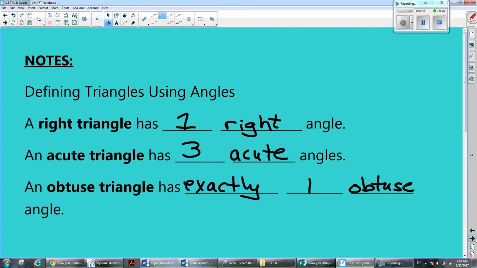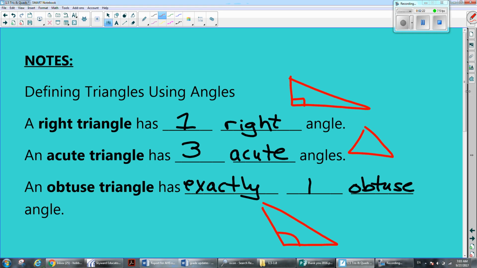Okay, so this was from the investigation in the lab. A right triangle has one right angle. An acute triangle has three acute angles. And an obtuse triangle has exactly one obtuse angle. So for our right triangle, we would have to mark in that you have a right angle. For an acute triangle, all three of those angles are less than 90 degrees. And here's my obtuse triangle. I know that this one angle here is bigger than 90.